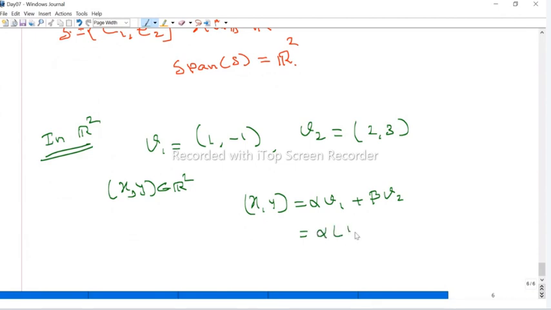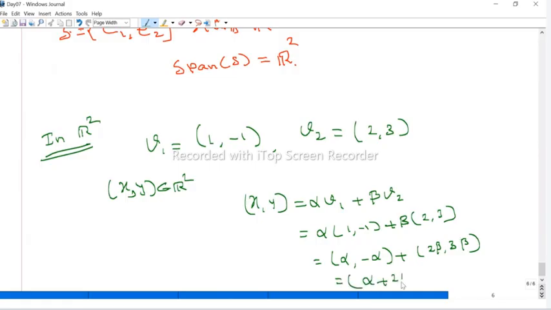So alpha times v1, which is (1, -1), plus beta times v2, which is (2, 3). Now just multiply and then sum. You get (alpha, -alpha) for the first vector, and here we get (2 beta, 3 beta). Now just sum term by term. What you'll get is alpha plus 2 beta, that is the first term, and then minus alpha plus 3 beta, the second term.